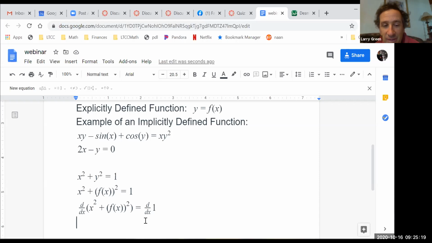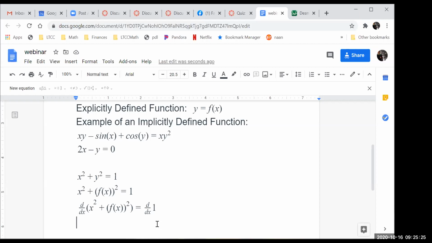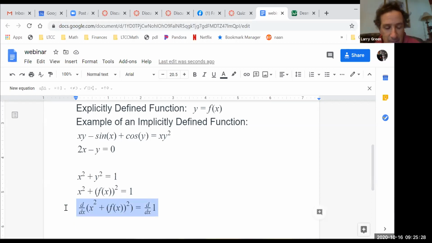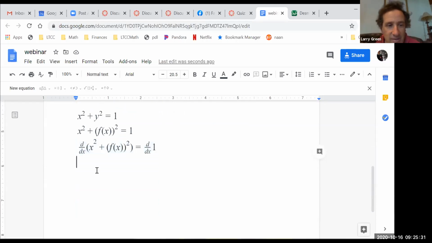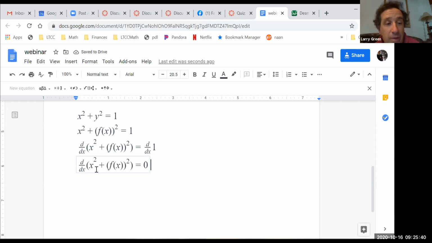You better all know what the derivative of 1 is. 0. Yeah, 0. Okay. So again, I'm going to copy and paste. And let's do the right-hand side first. That's 0. Now let's do the left-hand side. What's the derivative of x squared with respect to x? Yeah, 2x. Okay, so what I can do is I can take the derivative now. And the x squared becomes a 2x.